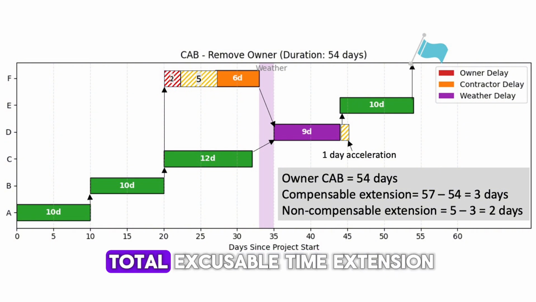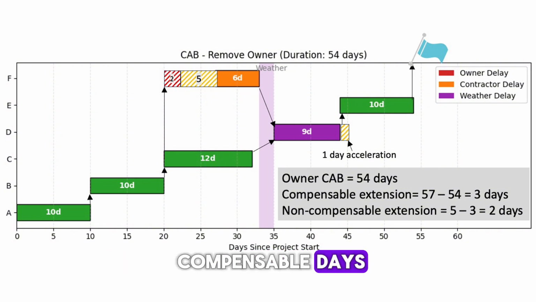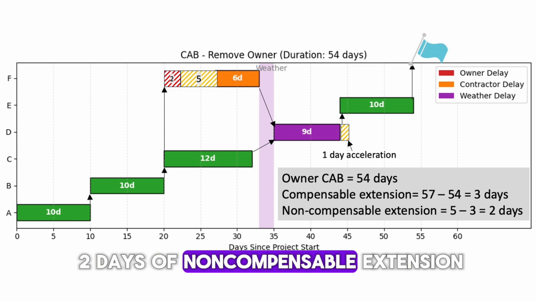As previously determined, the total excusable time extension is 5 days. After subtracting the 3 compensable days, we are left with 2 days of non-compensable extension.